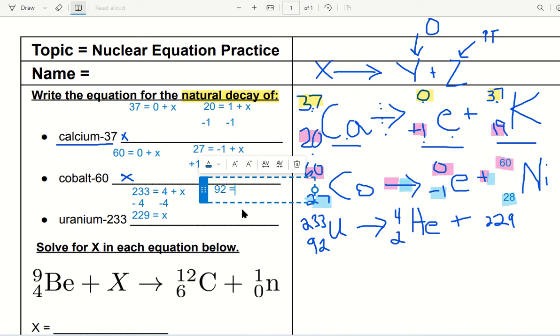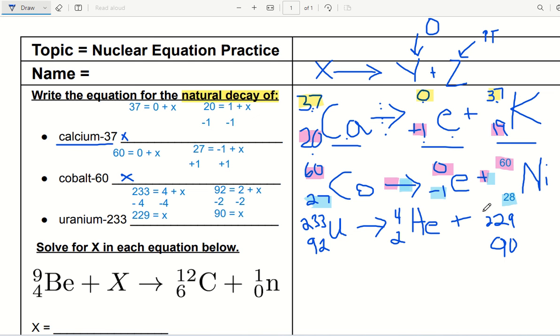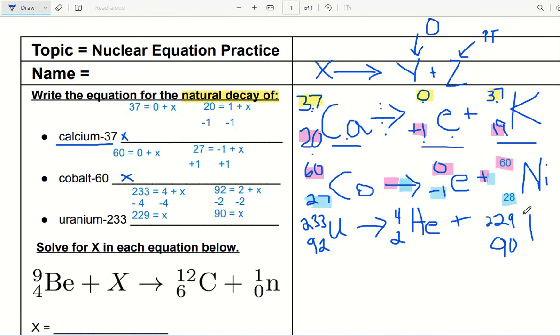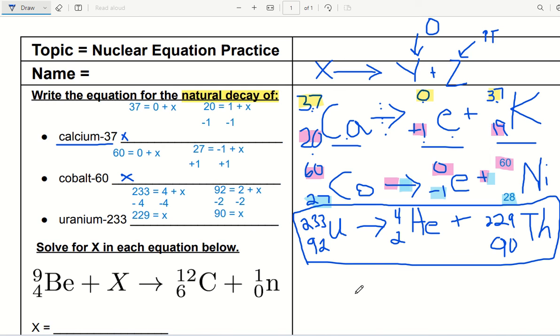All right, let's do the same for the bottom number. 92 equals, for the arrow, 2 plus what I'm trying to find, x. What do? Minus 2 from both sides, minus 2, and then I get 90 equals x. So that is 90 on the bottom. These two kind of smushed together a little bit. Apologize about that. Now I need symbol, right? Number, symbol. I got to look up 90. Here we go. TH. There's my symbol. So there is that final one. This is the completed answer for uranium 233.